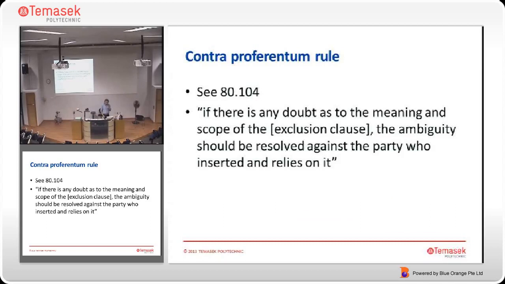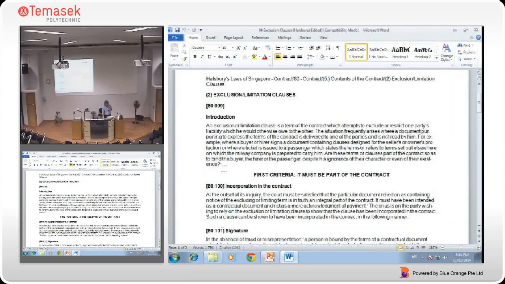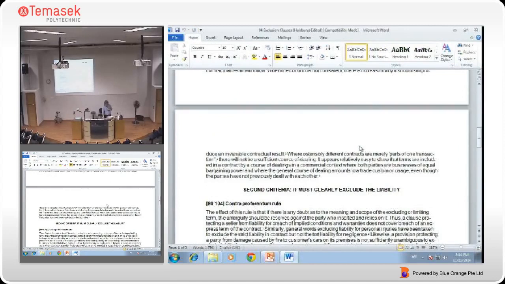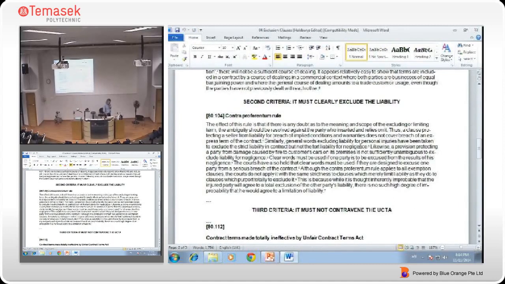Alright, so here we look at this thing called contra preferentum rule. Okay, so this is a Latin phrase. Contra preferentum rule basically is very simple. I put it in simple terms for you. If I rely on a clause and I'm the one who drafted it, if it's unclear, then the meaning that's against me will be used. Because it's unclear. Ambiguous. I draft it. If you draft it, then you gotta make sure it's clear. And you are relying on it. Alright? So, that's a simple explanation.